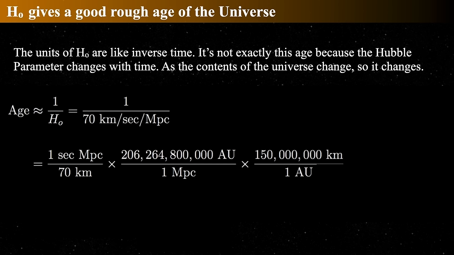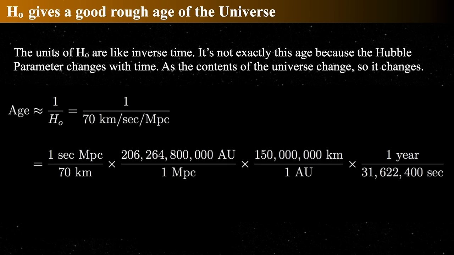We got kilometers on top and kilometers on bottom, but we have seconds on top. The age of the universe in seconds isn't really good. So in 1 year, there are just over pi times 10 to the 7th seconds in a year, which is a really cool little statement.